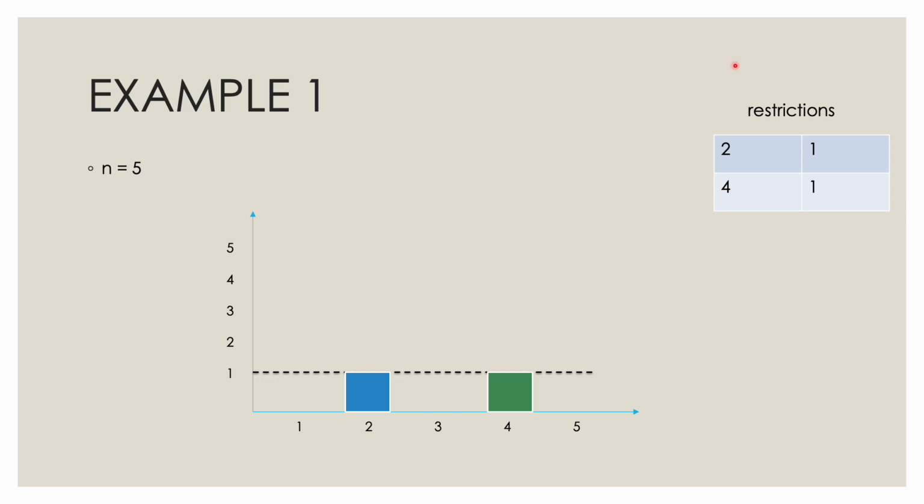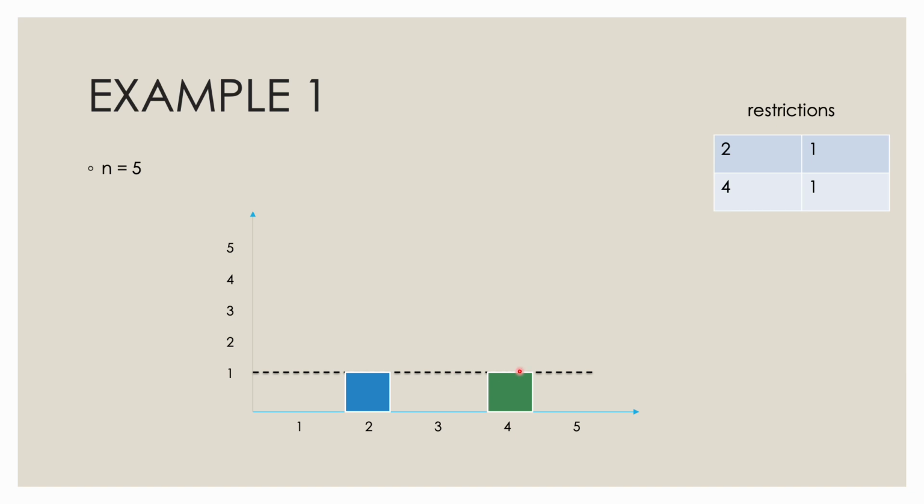Now we have this slide where we have taken an example. So this is a restrictions 2D matrix, which is like building 2 can have a maximum of 1 height and building 4 can have a maximum of 1 height. Okay, and my n is equal to 5. So let's mark this constraint here. It basically says that my building 2 can have a max of 1 height and my building 4 can have a maximum height of 1. So this is my constraint actually.